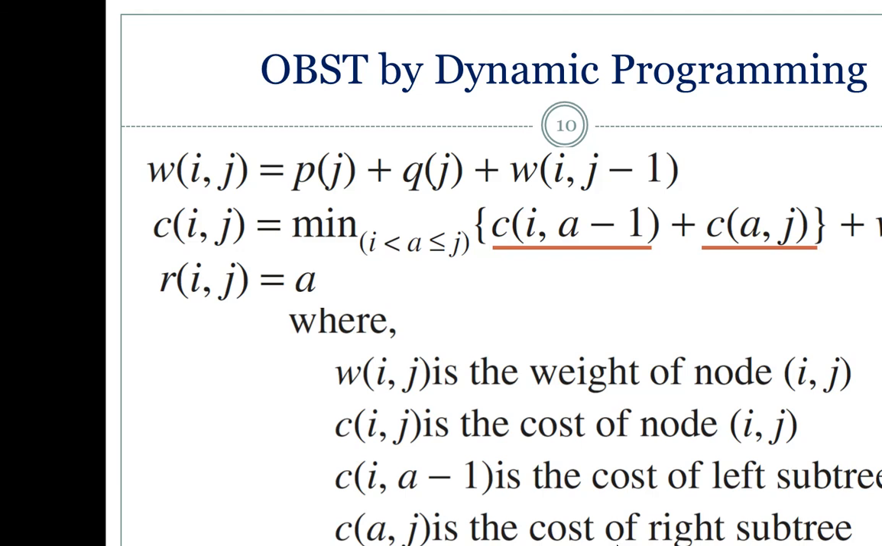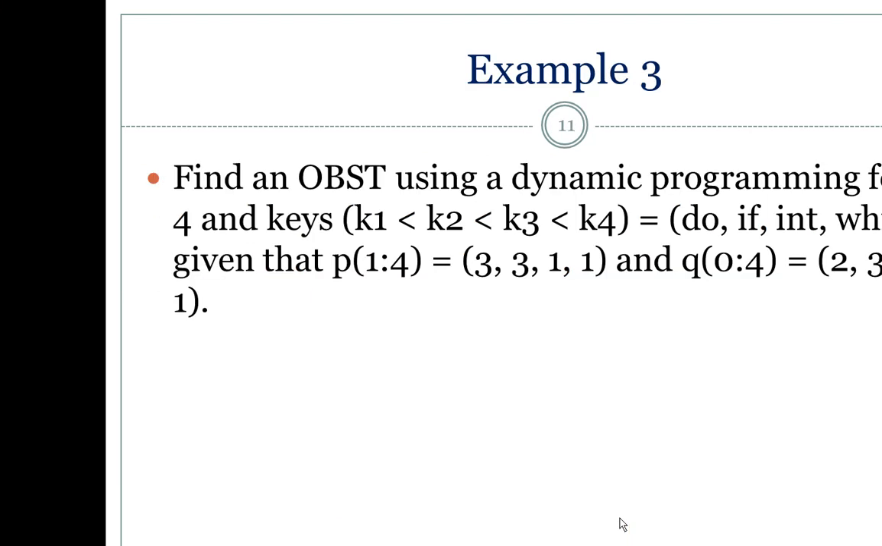This is the formula: W of ij, that is weight of ij, C of ij, that is the cost of ij, and R of ij is the root of a tree. So we have to remember all these formulas, and considering all these formulas, we have to solve the OBST by using dynamic programming approach. Now consider one more example.